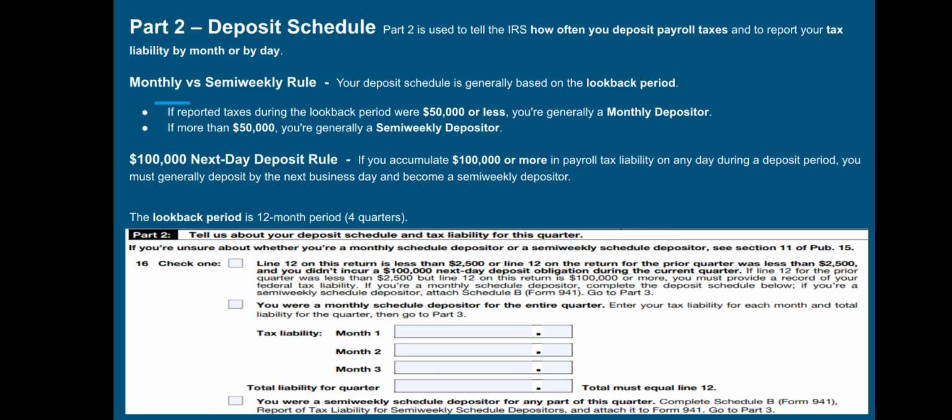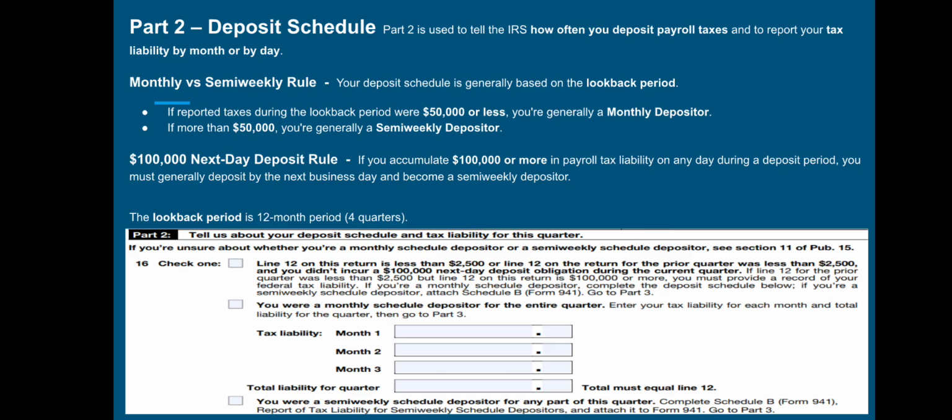Part 2. Previously we were discussing Part 1. Now Part 2, the deposit schedule. Part 2 is used to tell the IRS how often you deposit payroll taxes and to report your tax liability by month or by day. Monthly versus semi-weekly rule. Your deposit schedule is generally based on the look back period.